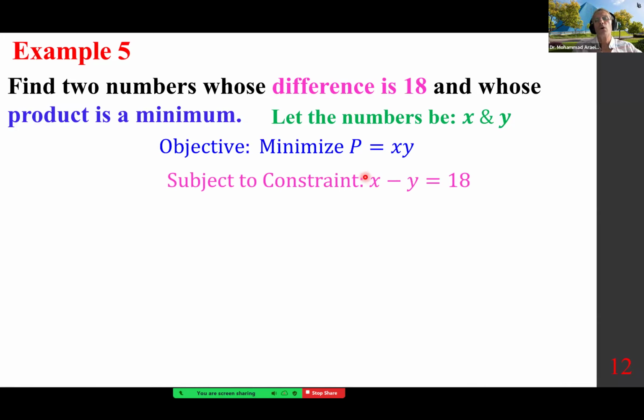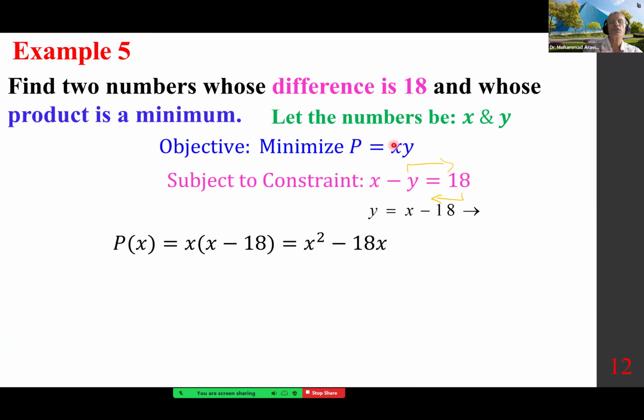We solve for y, and we replace it here. So this moves this way, this moves this way. We have y equals x minus 18. And if we put it in here, now P, which is a function of x and y, becomes P of x, x times x minus 18, or x squared minus 18x. The domain is all real numbers because we want to minimize the product. 0, negative, all are acceptable.